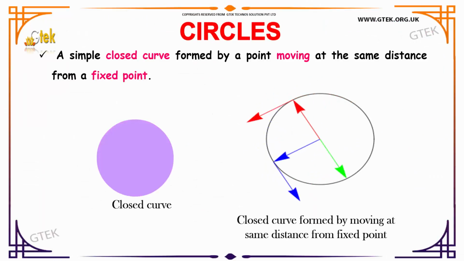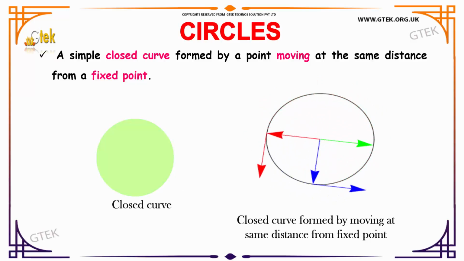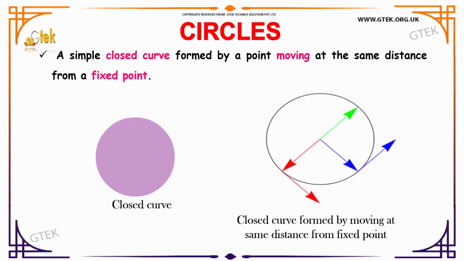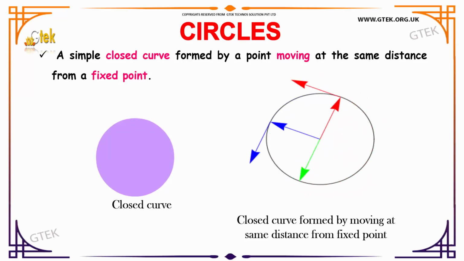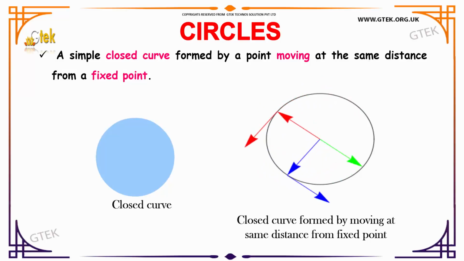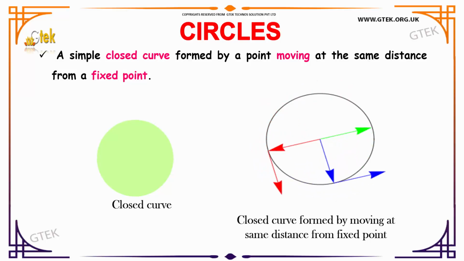Next we have circle. A circle is nothing but a simple closed curve which is formed by a point moving at the same distance from a fixed point. Say this is your fixed point, and a point which is moving at the same distance from the fixed point forms a circle. So it is a closed curve as it is formed by the point which is moving at the same distance.